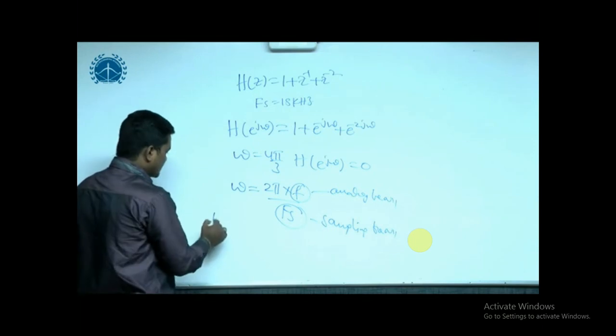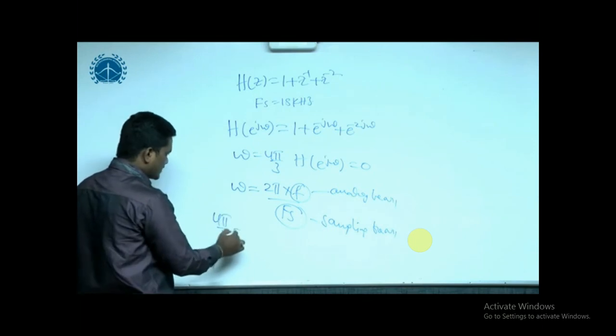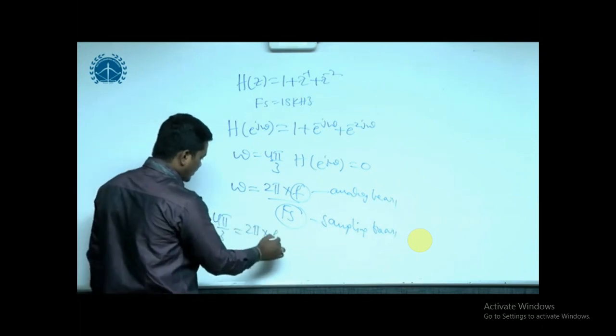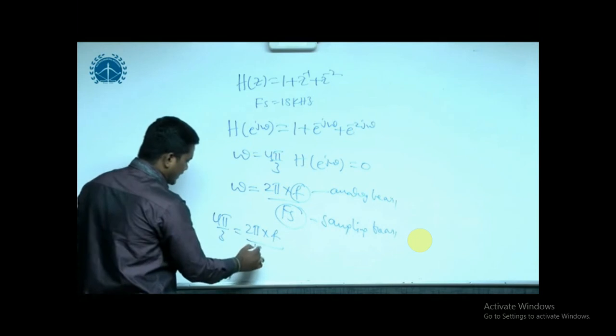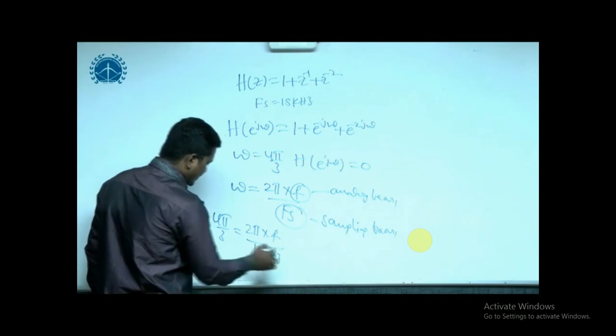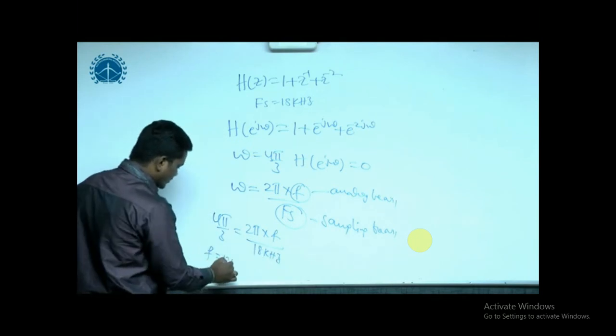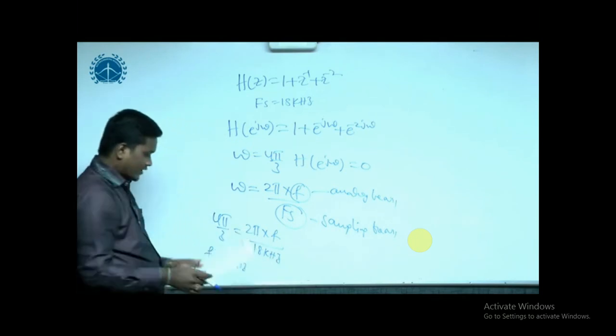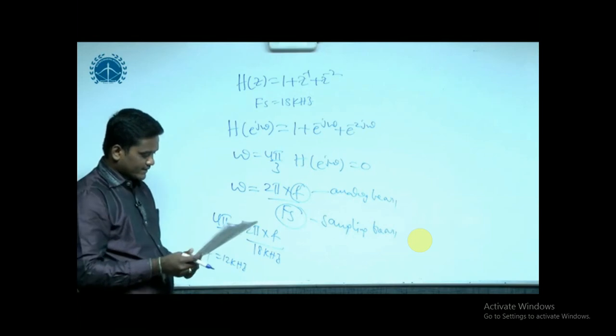So let us substitute omega as 4 pi by 3 equals 2 pi into f by fs, where fs is given as 18 kilohertz. If you simplify this, you are going to get f equals 12 kilohertz. So the right answer is C.